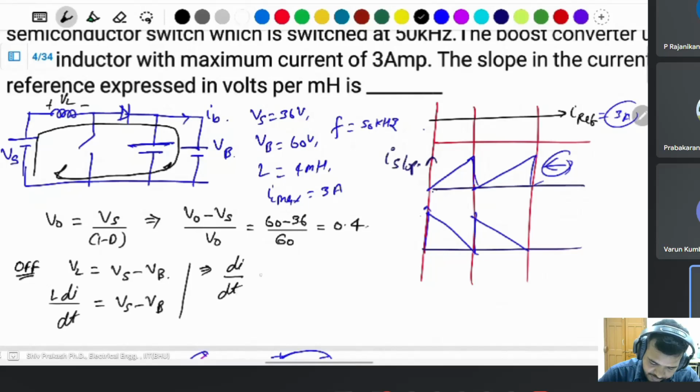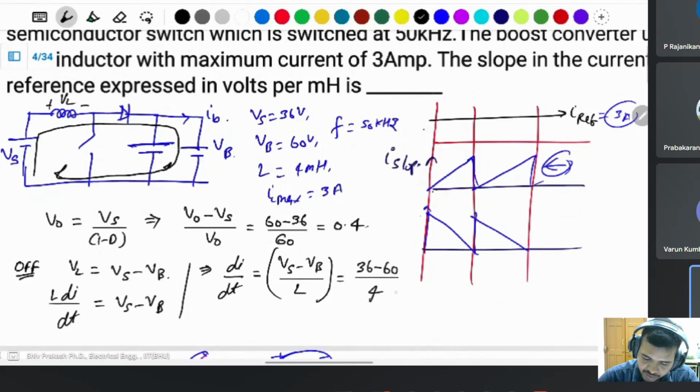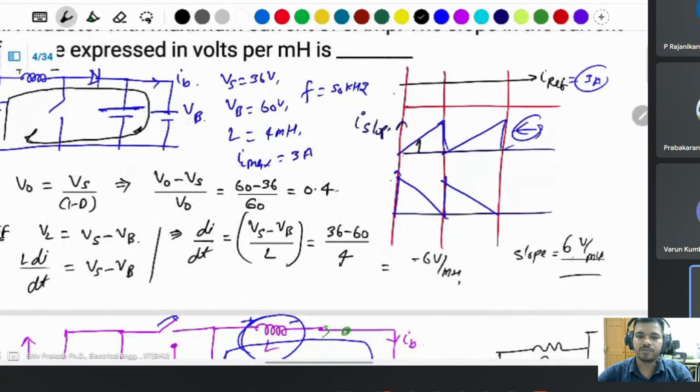And di by dt is (Vs minus Vb) divided by L. All values are given in the question. 36 volt minus 60 volt divided by 4 millihenry will be minus 6 volt per millihenry. But we want the slope of this one. Slope will be 6 volt per millihenry, positive. We take only the slope value; it will not consider the sign.